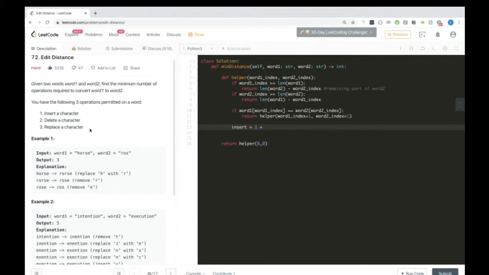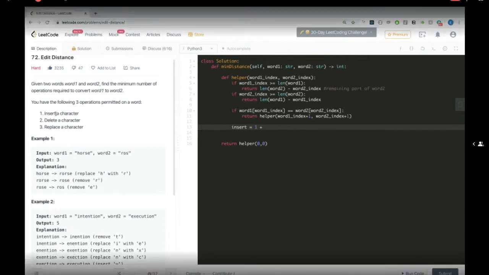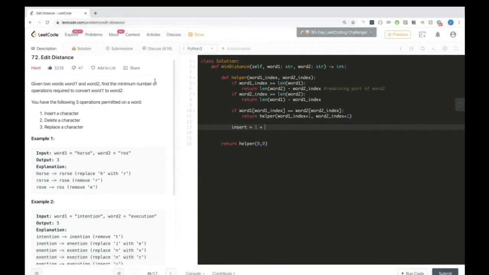Obviously, our whole task is to find the number of operations required to convert word 1 to word 2, right? So every time we insert, delete, or replace a character, we have to essentially penalize ourselves by incrementing the minimum number of operations required by 1.